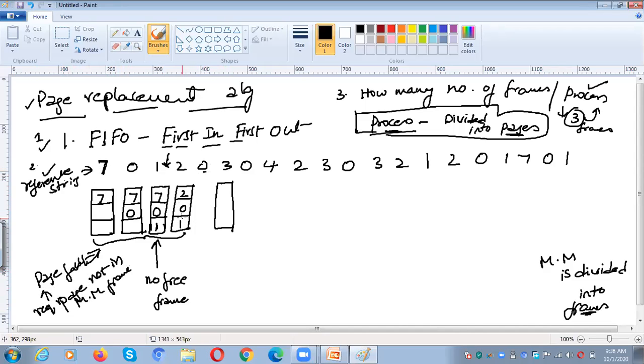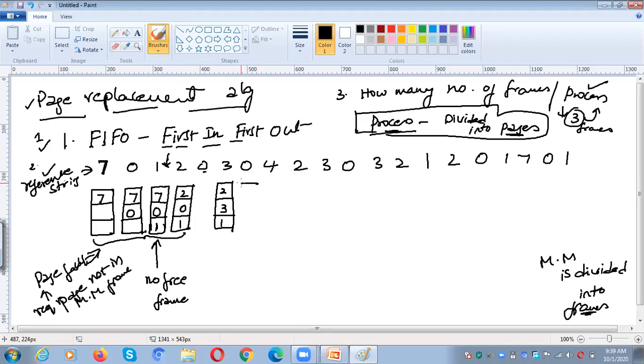So we need to run the page replacement algorithm. What is the page replacement algorithm? First in, first out. Among 2, 0, 1, which one? 2 just came into the main memory. Before that 1 came, and 0 came into the main memory long back. That means 0 came first when compared to 2 and 1. So I need to replace it with 3. So 0 is replaced with 3, right?